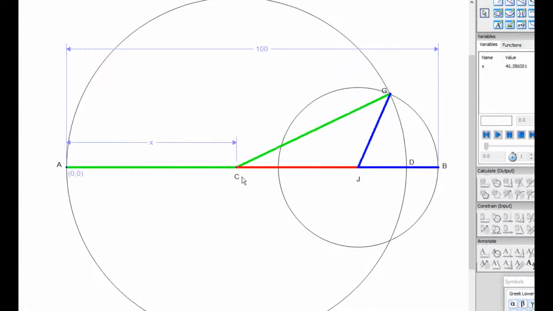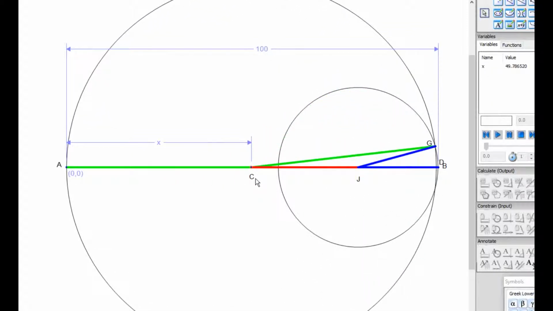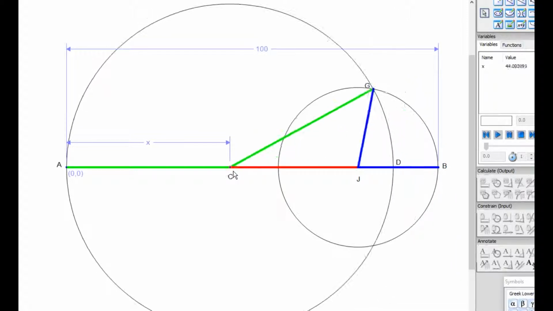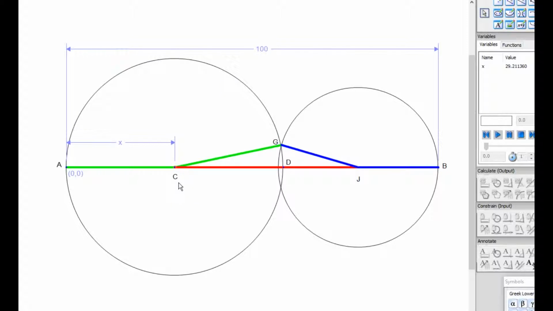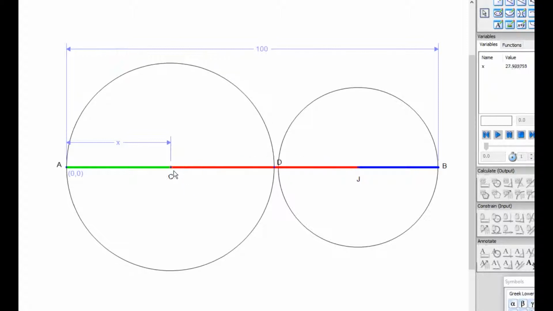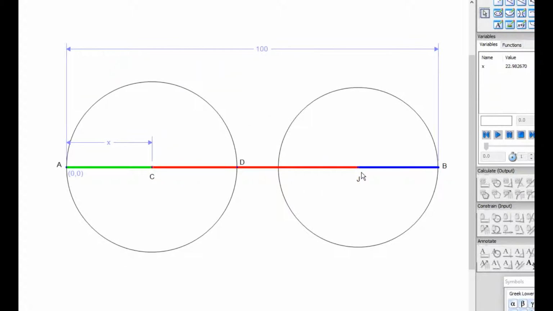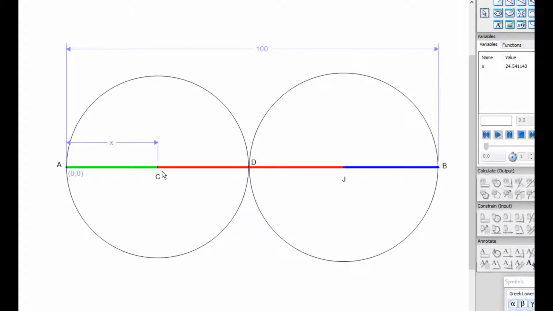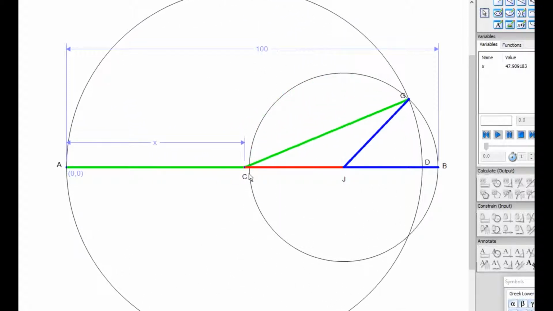So now C will form a triangle if it goes anywhere from the center there, as can be shown from this being about 50. So anywhere from 50 over to 28. So we've got a range of about 22. So make that one smaller and this one a bit bigger. And the range is now from 24 to 50.